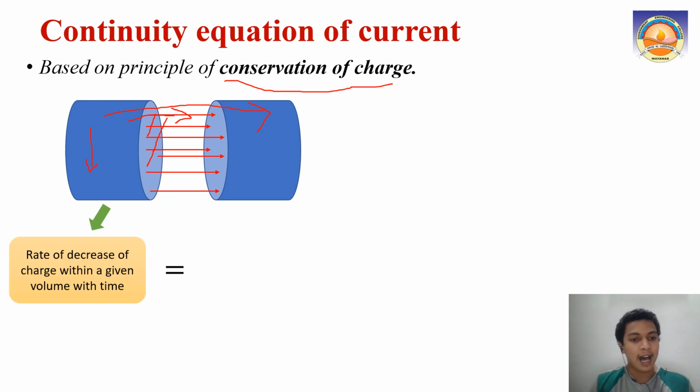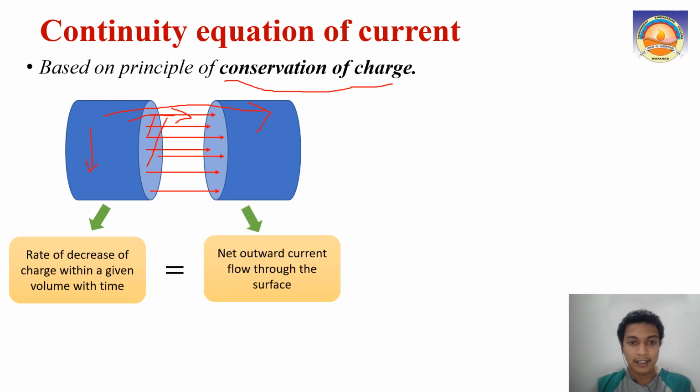So one argument I have is the rate of decrease of charge within a given volume with time. When I say current is coming out from a particular volume, as I have seen it here, in that volume your charge will start decreasing with respect to time whenever current is going out. Then only is conservation of charge in agreement, right? So because of that, your charge will decrease in this section, and similarly you will have a net outward current flow through the surface.